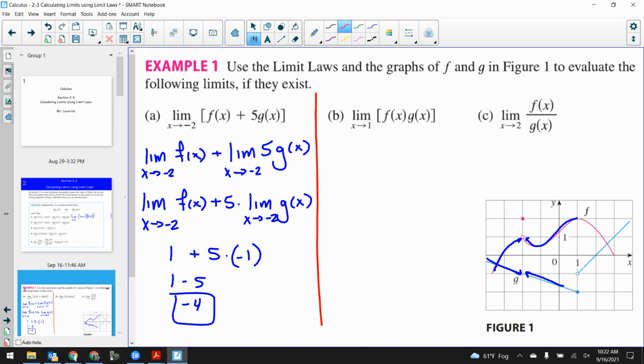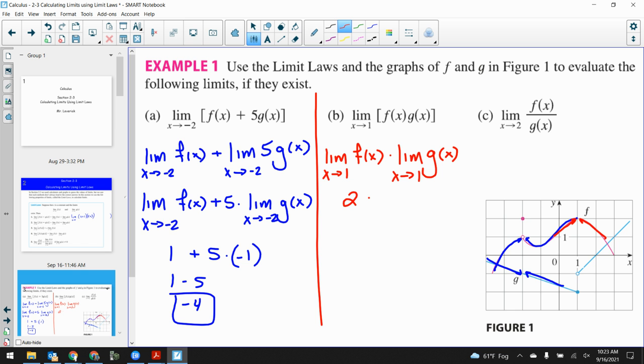Let's take the limit as x approaches +1 now of f of x g of x. Well, algebraically, if I've got a product like that, I can take the limit as x goes to 1 of f of x, and then times the limit as x approaches 1 of g of x. Okay, what is the limit as x approaches 1 of f of x? Look here. What is it? 2.